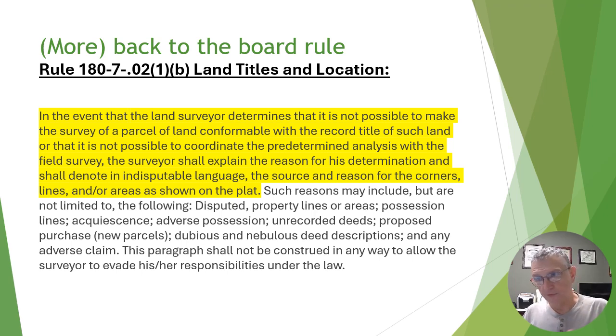So, if you find overlaps, disputes, adverse possession, you find anything that is less than a nice clean survey where the boundaries of the title conform with the boundaries of the adjacent properties and of the lines of occupation, we have to explain this in clear, indisputable language.